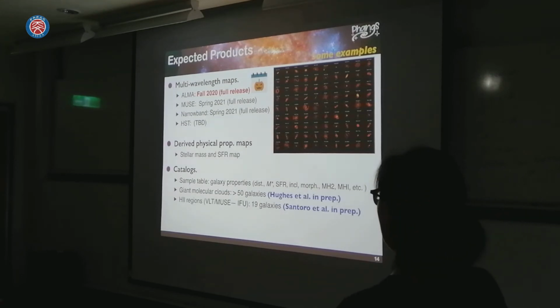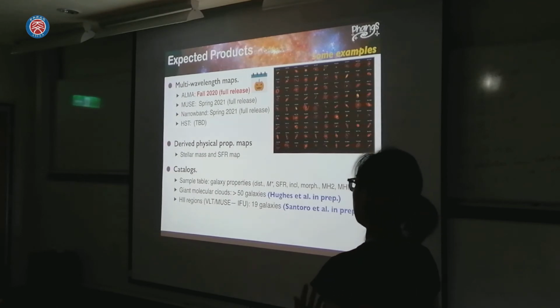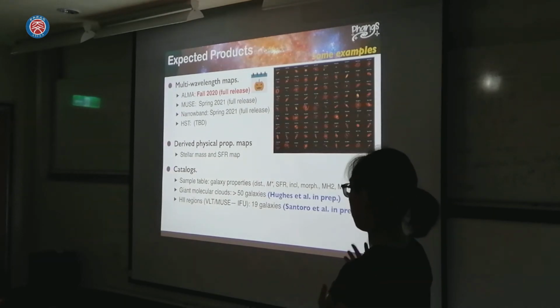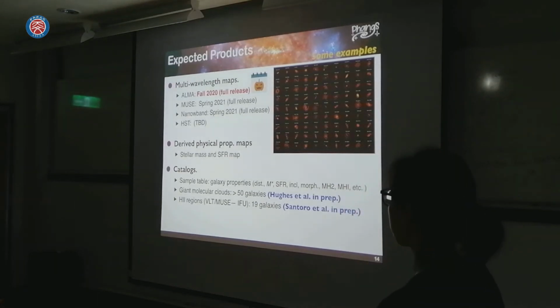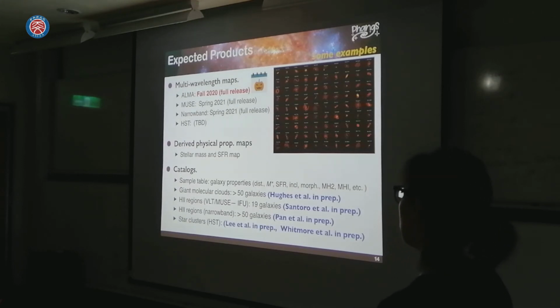And then we have an H2 region catalog. The H2 regions here are identified from VLT MUSE IFU data, but there are only 19 galaxies. This is led by Francesco Santoro at MPIA. And then we will have an H2 region catalog, not by IFU but from narrowband, for more than 50 galaxies. This will be prepared by myself. And then we'll have a star cluster catalog, made by Janice Lee.